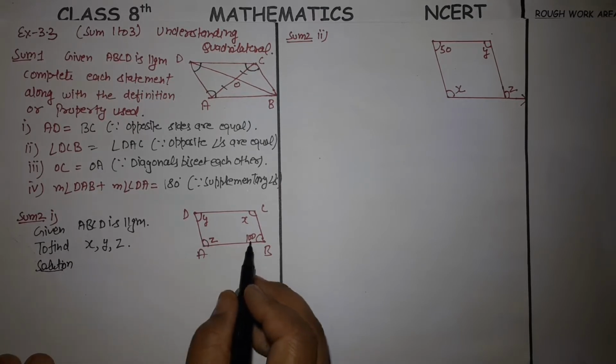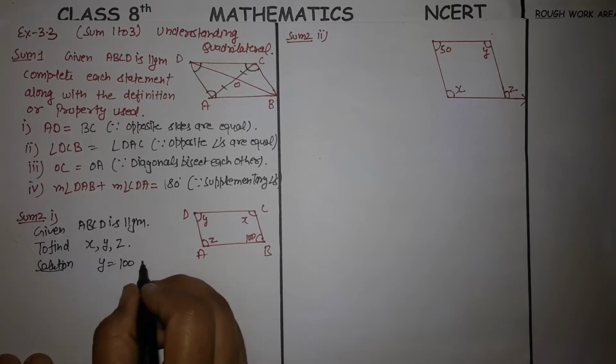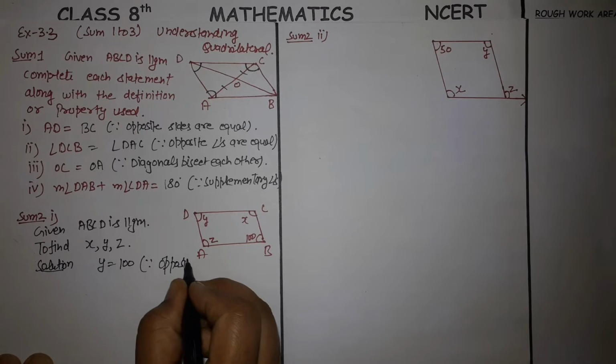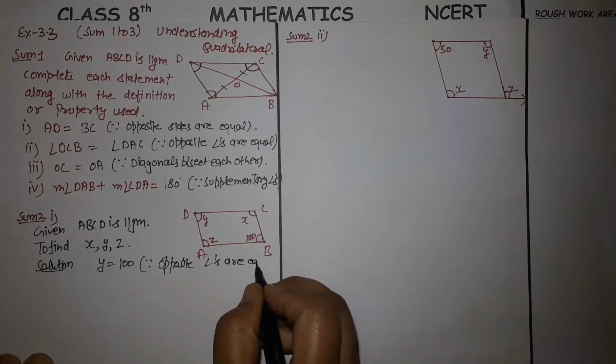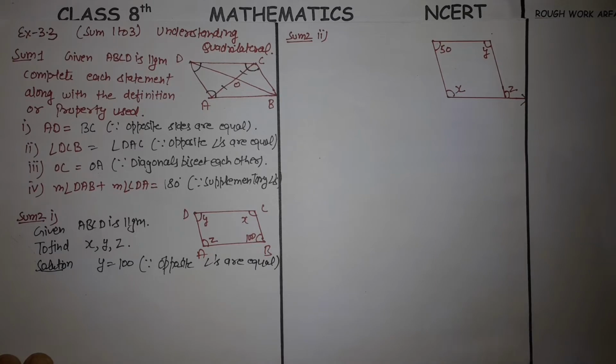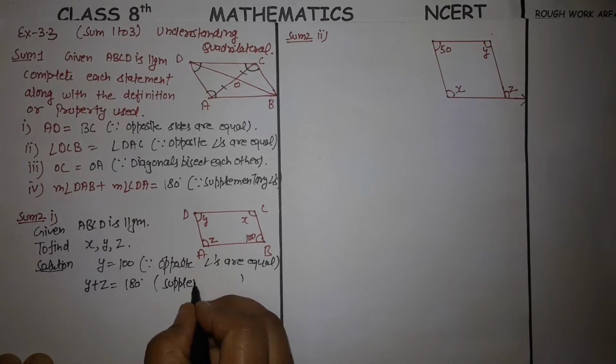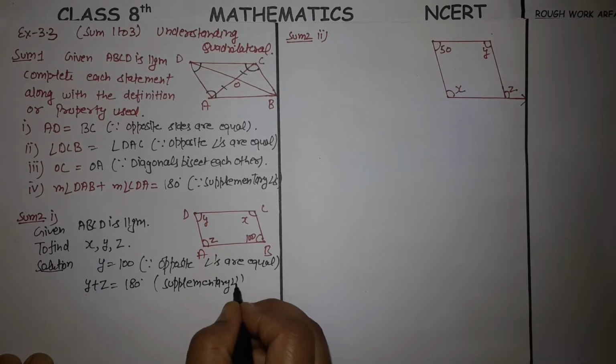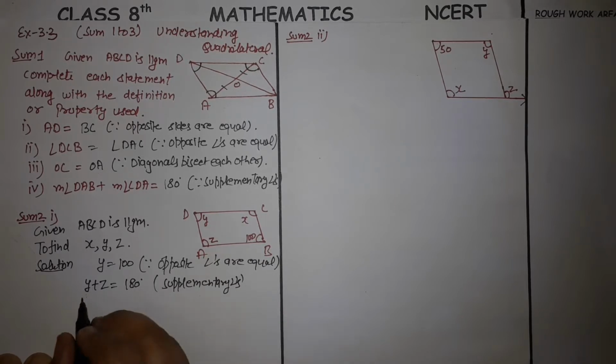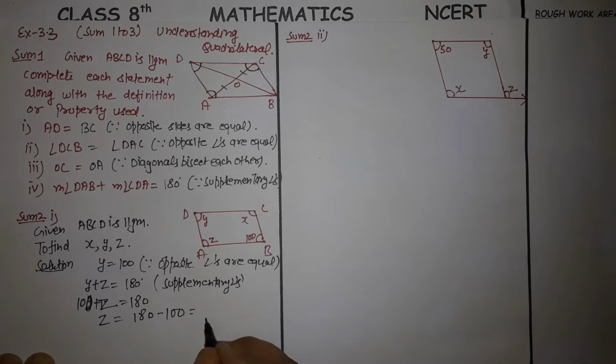Solution: angle Y is equal to 100 because opposite angles are equal. Angle Y plus Z equals 180. Reason? Supplementary angles. Y is 100, so 100 plus Z equals 180. Then Z, after solving, becomes 80.